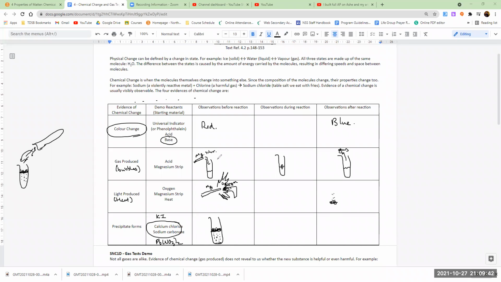Okay. Those are the four different types of evidence of chemical change. So if you see anything like this in the future, whenever you do a chemical reaction or chemistry lab, you can be sure that something old was used up and something new was created.